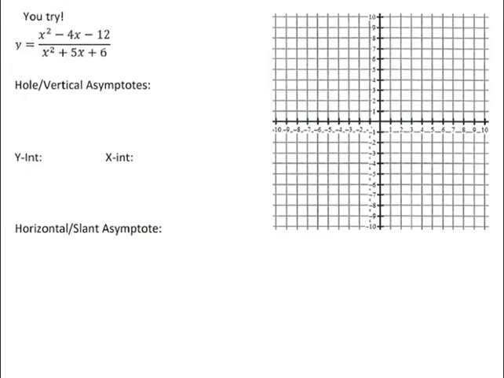Alright, so what I want you to do is pause the video and try this one on your own. From the very beginning, I want you to find all these critical pieces of information about our function and then graph it.